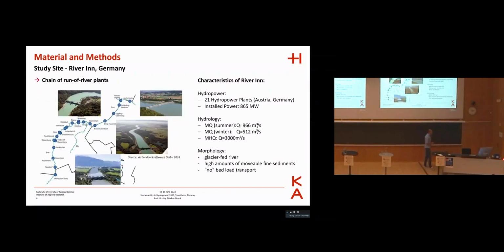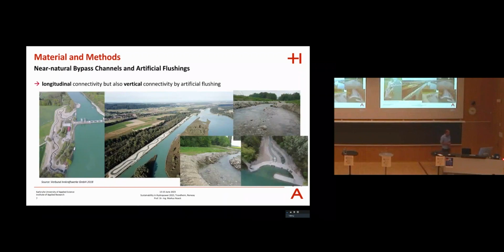We applied this approach at the German part of the River Inn, and as you can see on the figure here, we have a chain of run-of-river plants, and this is leading to more or less no free-flowing sections anymore. You can also see some characteristics of the River Inn here, and one common restoration measure here is the installation of bypass channels. And sometimes these bypass channels are constructed in a way that they can freely develop from a morphological point of view. And of course, you can also control the discharge, and this allows the artificial flushings.